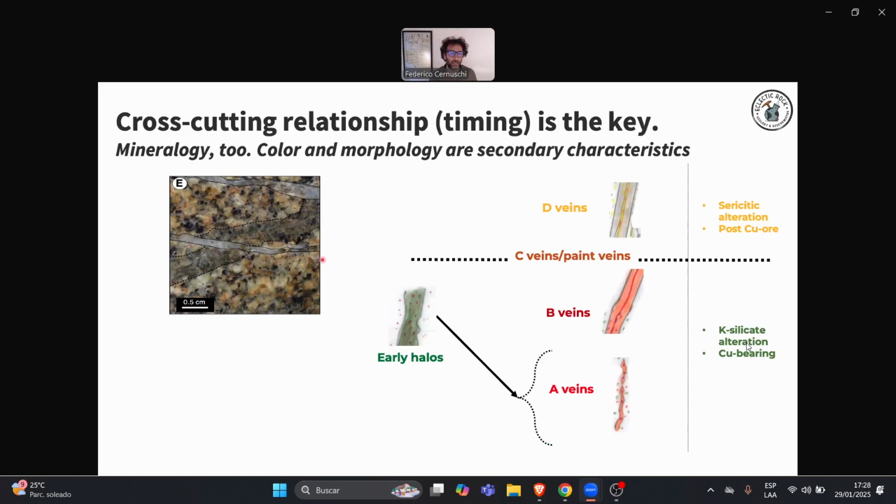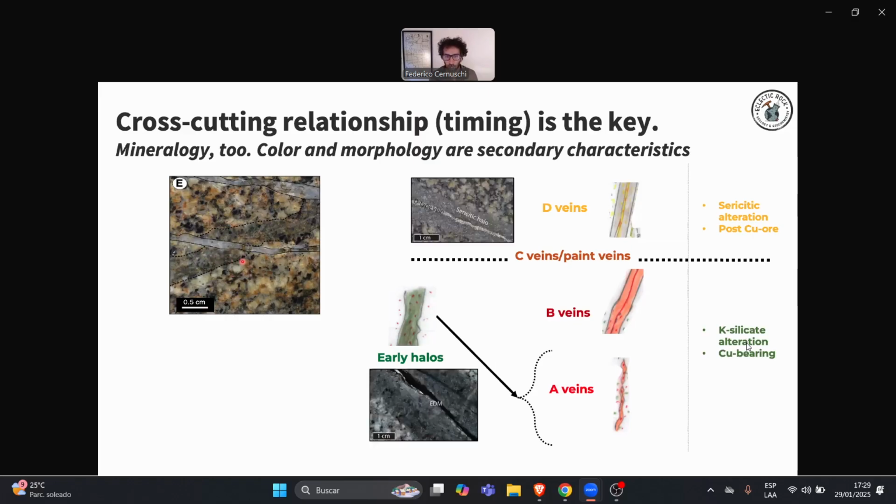Here's an example of an A vein cross-cutting and displacing an early halo, and sometimes we see the opposite relationship, even in the same deposit, where you can observe both vein and halo types. And it's really difficult to know timing when it's a vein and a halo that cross-cut each other.